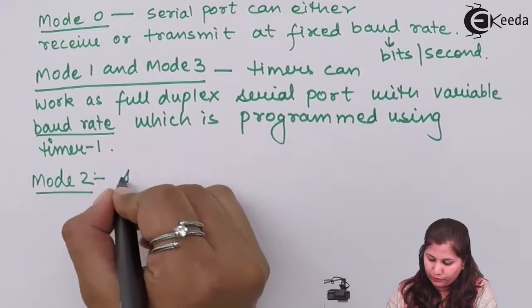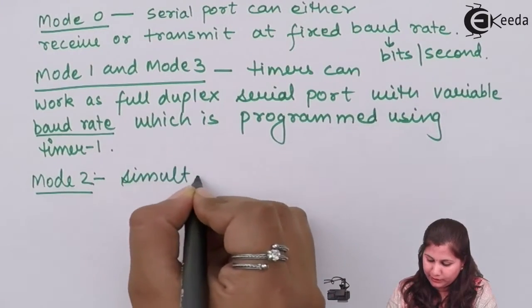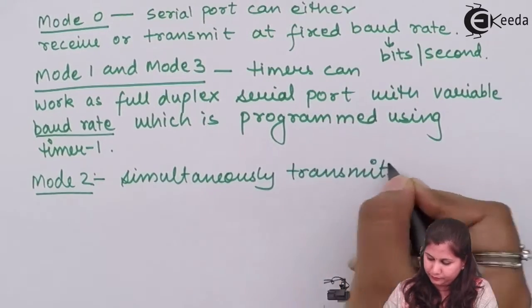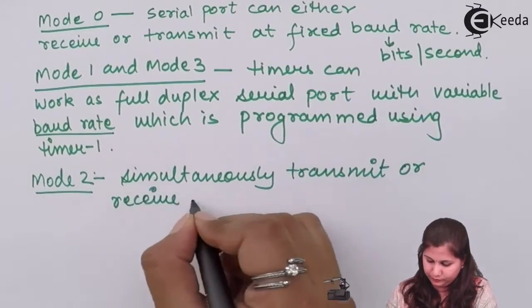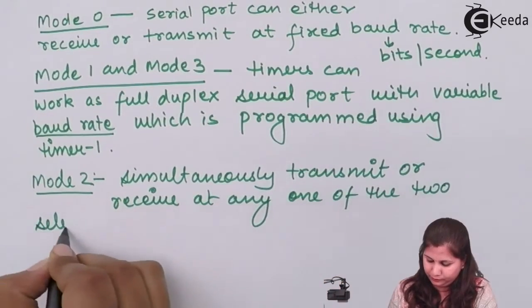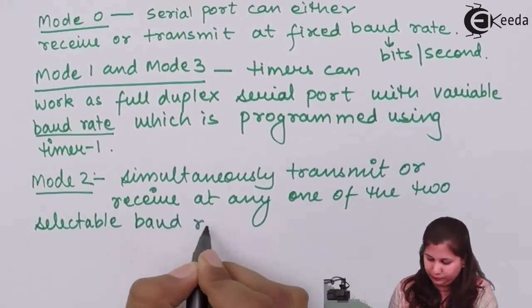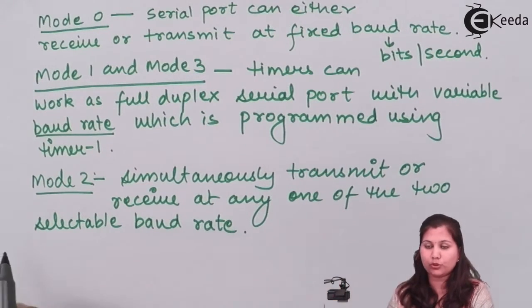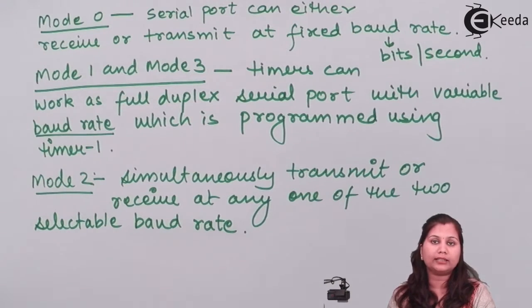So in mode 2, the serial ports can simultaneously receive or transmit. They can simultaneously transmit or receive at any one of the two selectable baud rates. So the difference between the four modes is that either the serial port is working as full duplex, half duplex or simple port, and what will be the baud rate.